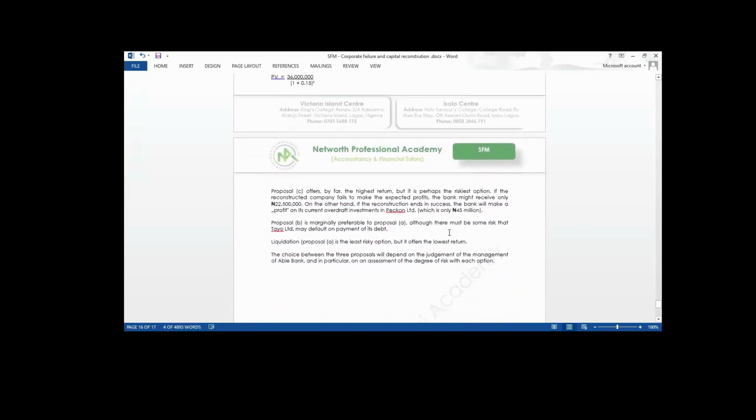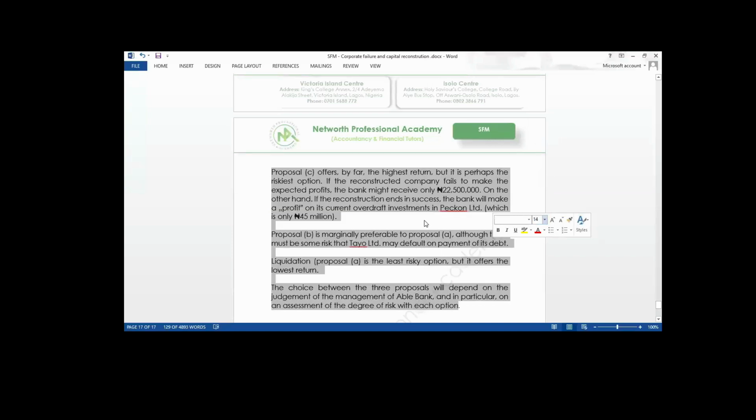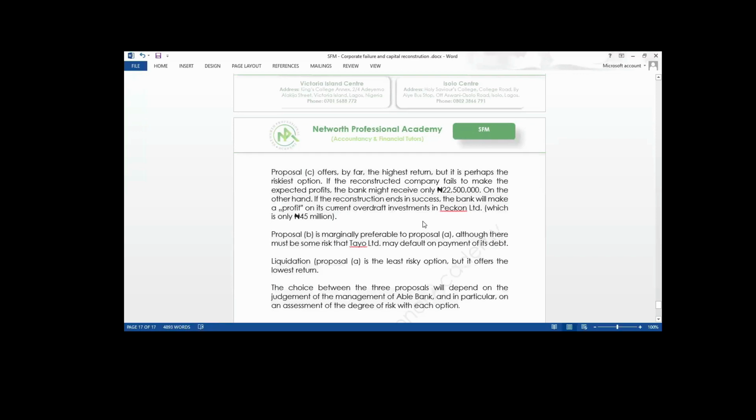Yeah, sir. But look at the comments. Proposal C offers the highest return, but it is perhaps the most risky option. Proposal C offers the highest present value return. However, it is perhaps the most risky option.